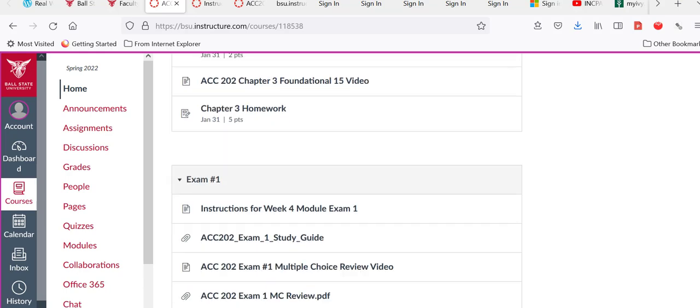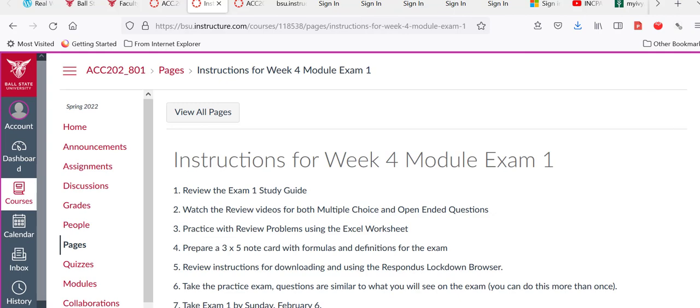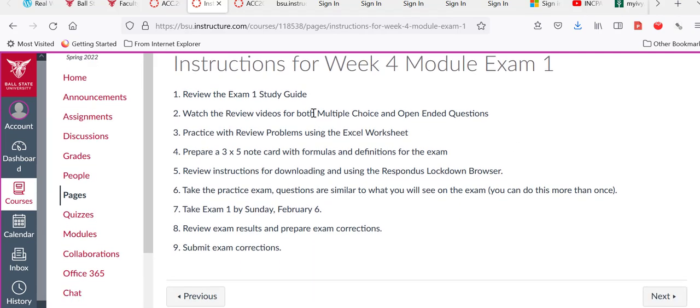And now we're moving to the next module for week 4, which is exam number 1. Now in this module I have several things here for you. I just kind of want to walk through those. The first page is instructions for week 4 module exam number 1, and when you open this you'll see something like this where you have basically the steps you need to do.